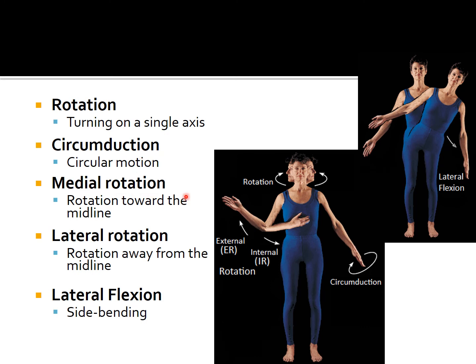Medial rotation. Here you can see the person is rotating the arm towards the midline. That's called medial rotation, taking place in the shoulder joint. If it is rotating away from the midline, this is called lateral rotation. Medial rotation is also called internal rotation, and lateral rotation is also called external rotation.